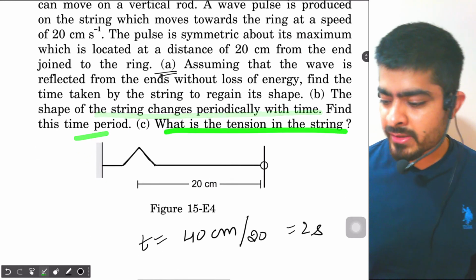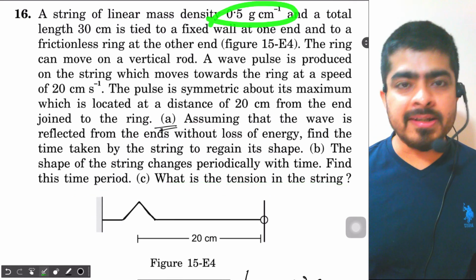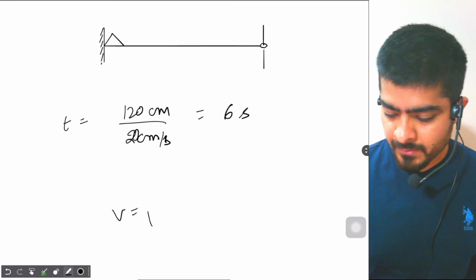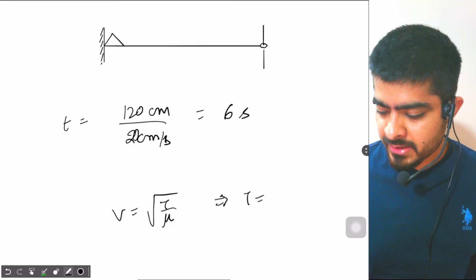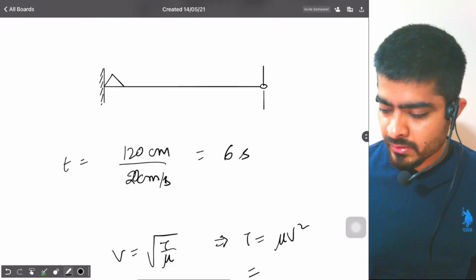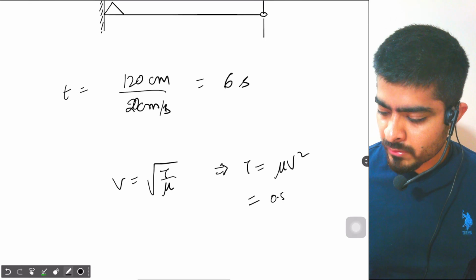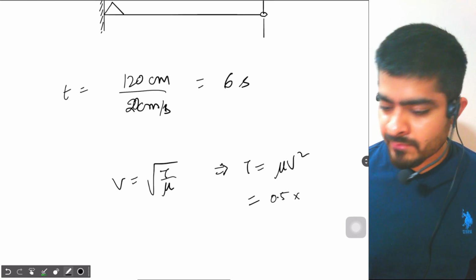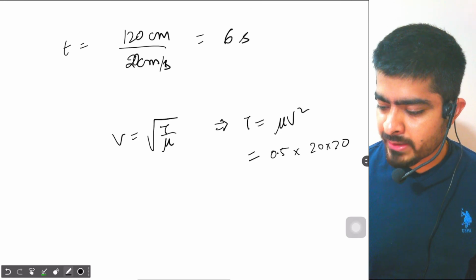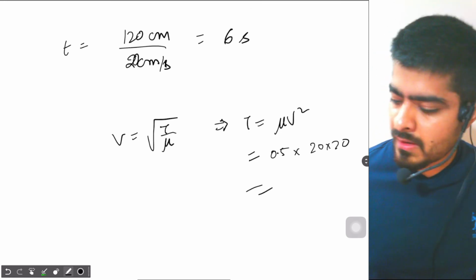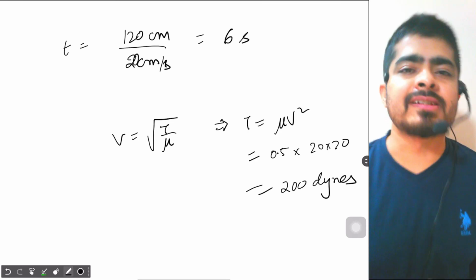Now they're asking what is the tension in the string. So that is very easy. Linear mass density is given. So wave speed is given by root of T divided by mu. That means tension T will be equal to mu v square. So mu is how much? 0.5 gram per centimeter. 0.5 gram per centimeter times v square. Velocity is 20 centimeter per second. So 20 times 20. So this will be equal to 200 dynes. This is the CGS unit of the force.